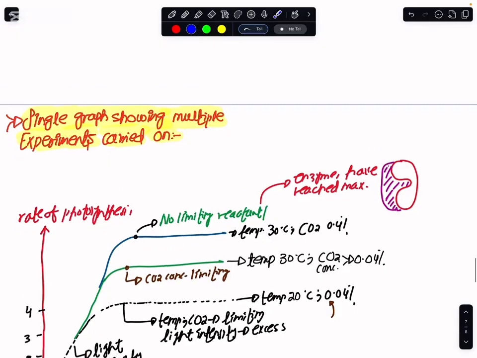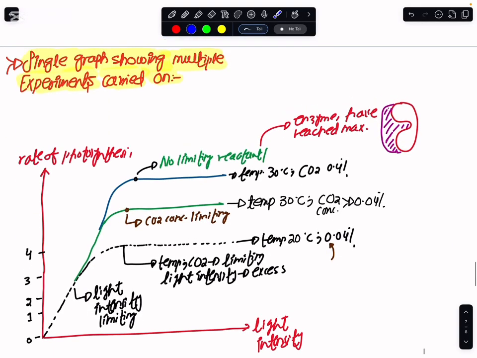Now here comes the thing from your exam point of view. Over there, the examiner gives you multiple graphs. Now we have a total of three experiments being performed here. For all three experiments, we would be increasing the light intensity from the minimum to the maximum point. And for experiment one, I would keep the temperature constant at 20 degrees centigrade, and the carbon dioxide concentration at 0.04%.